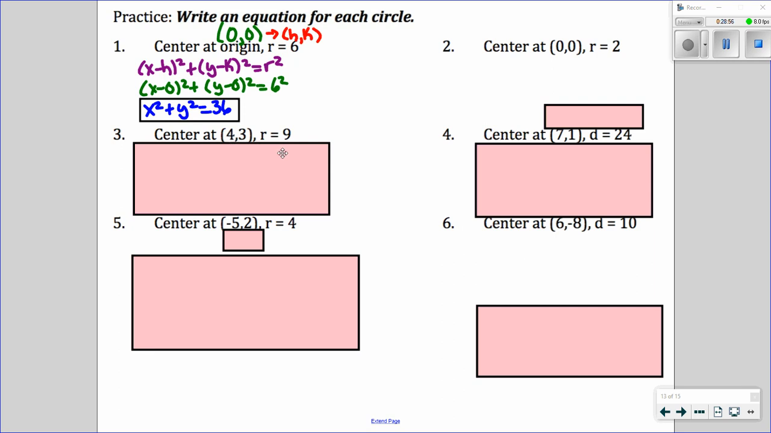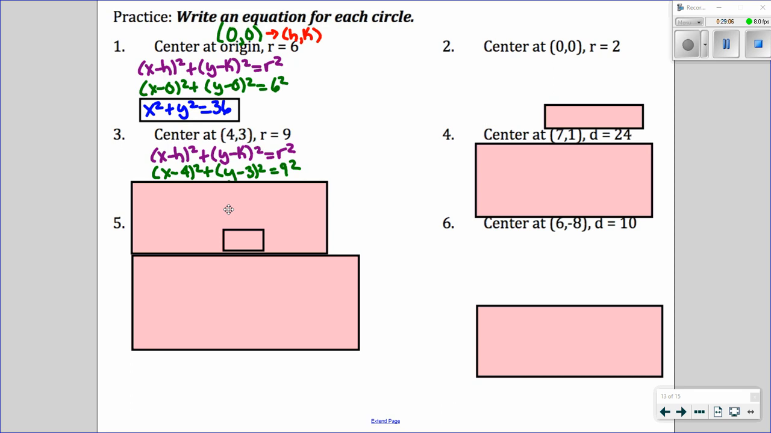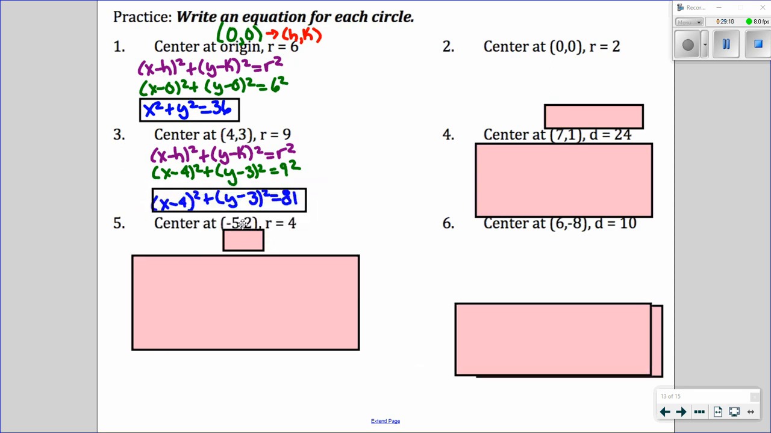Next, center 4, 3. Radius is 9. That means this is H, K. 4 is H, 3 is K. We just plug it in. Then we simplify. This is going to stay the same. There's nothing to simplify, and then we just simplify the radius, which gives us 81. They give us the center, negative 5 and 2. That's our H, K. Our radius is 4.